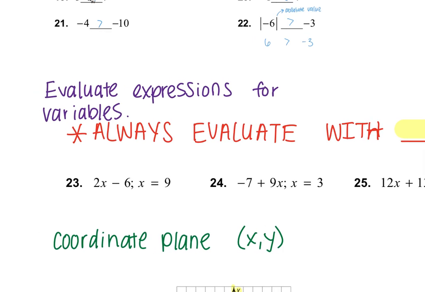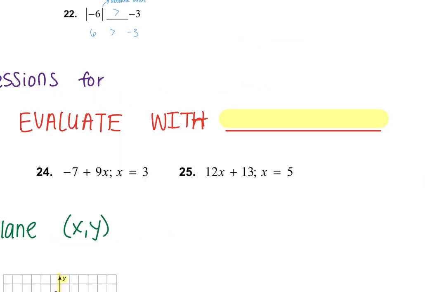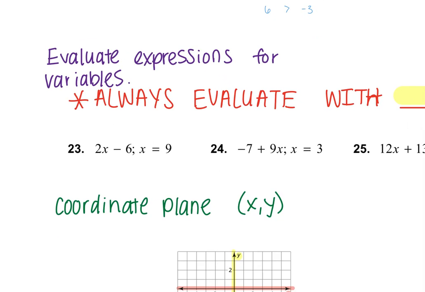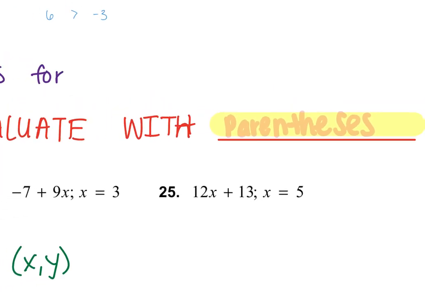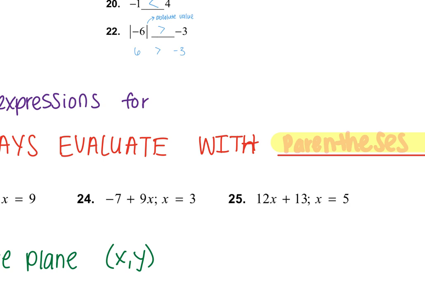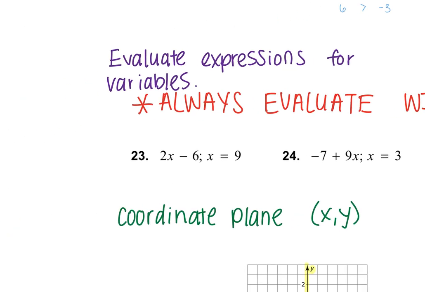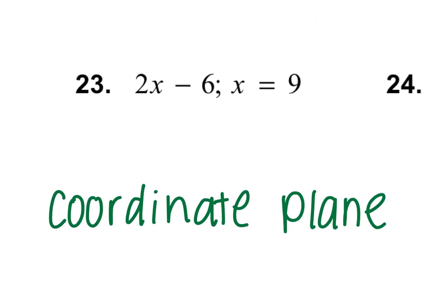Okay, next we're gonna evaluate expressions for variables, okay? Now, my biggest thing is that whenever we are, I call it plugging in, okay? Whenever we are evaluating for a variable, always evaluate with, and the magic word here is parentheses. Always evaluate with parentheses, okay? Now, what that means is, whenever we are plugging in a value for a variable, for example, these two examples deal with x, we are going to plug in for x with parentheses. So check it out. We're going to rewrite this problem.